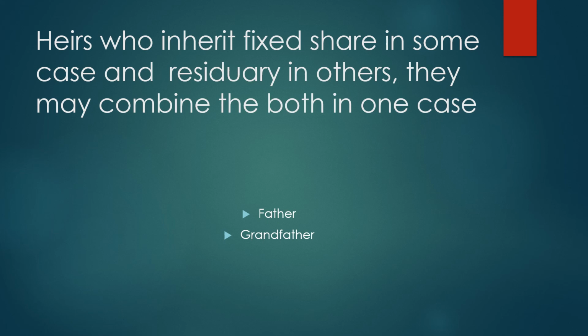Heirs who inherit fixed share in some cases and residuary in others, and may combine both in one case: father and grandfather. Father gets a fixed share, grandfather also gets a fixed share, and they are also in the list of the asaba, residuary heirs. There are certain cases where father will inherit the fixed share, and in the same case, father will be the residuary heir also. He may combine both in one case.